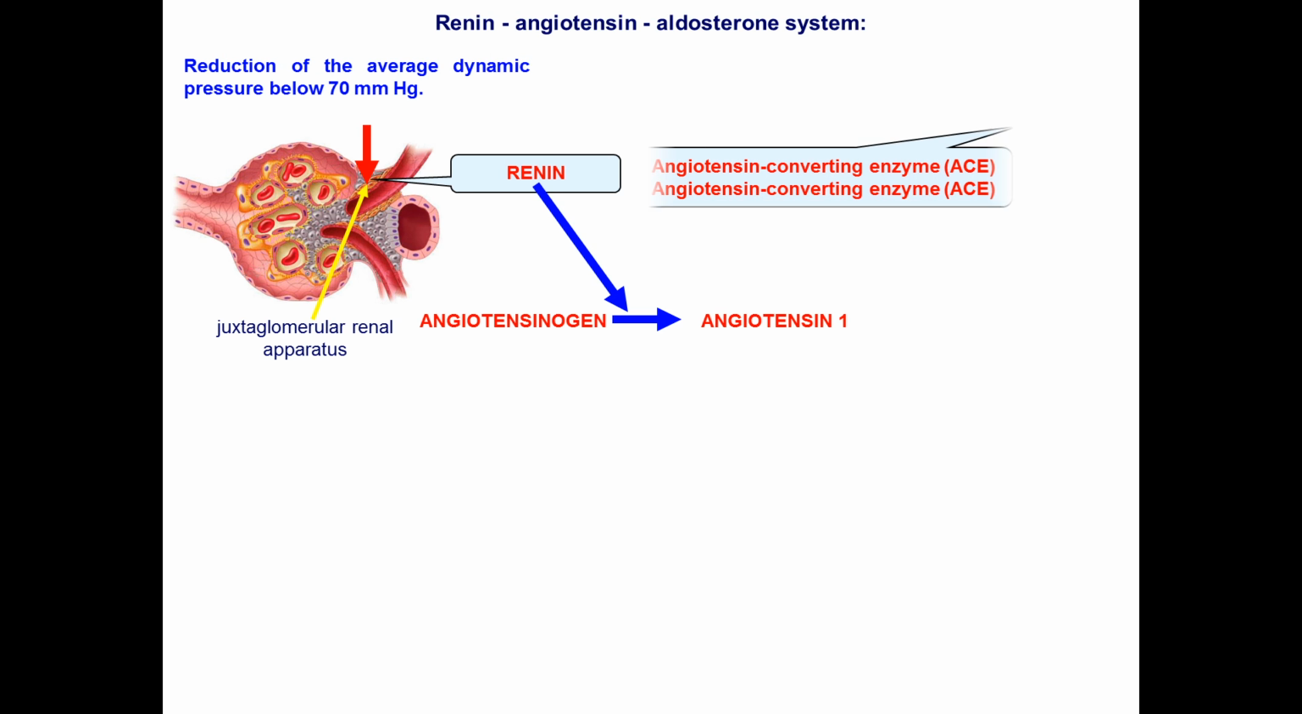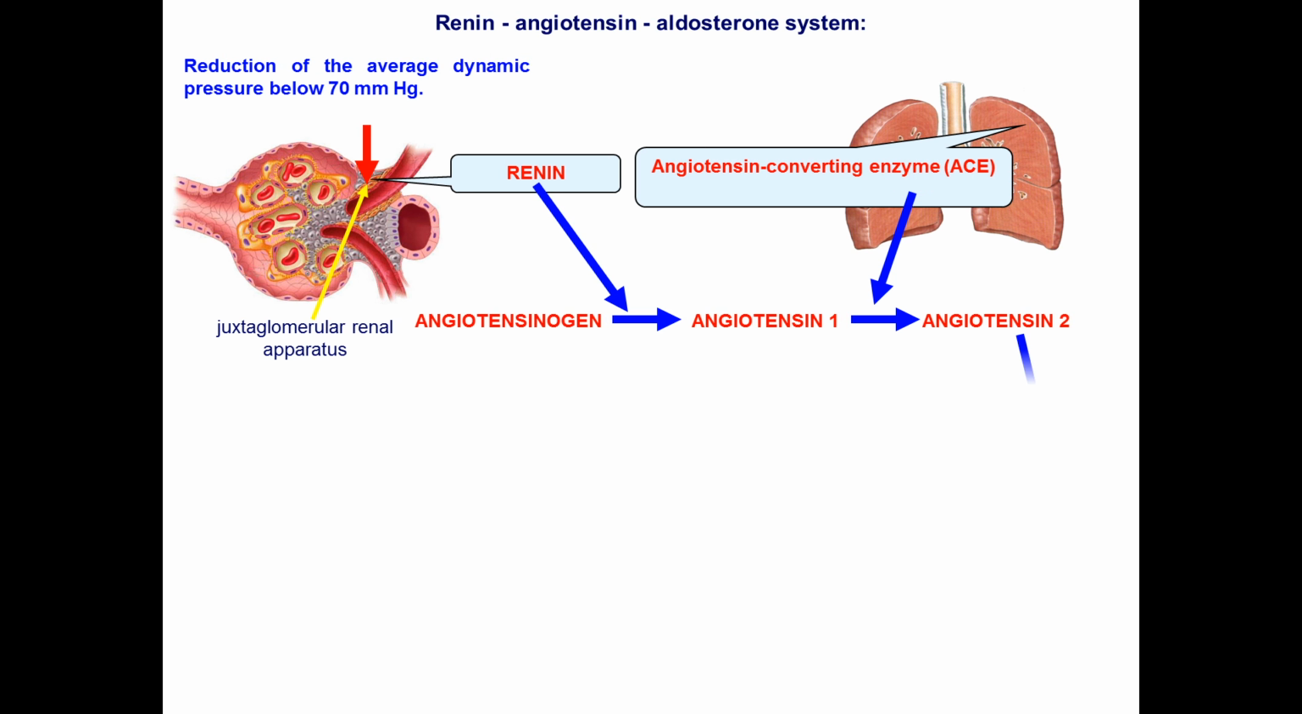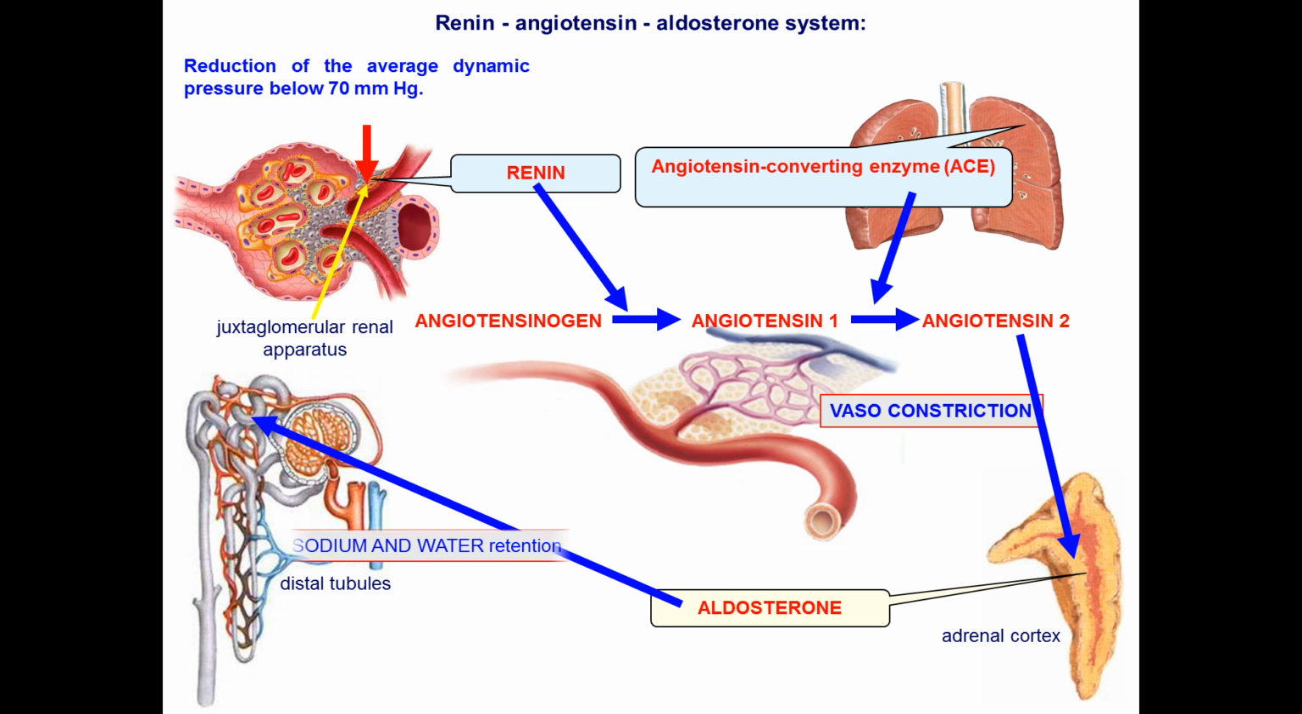Renal vascular disorders develop through activation of the renin-angiotensin-aldosterone system. This activation starts from the reduction of average dynamic pressure below 70 mmHg, which causes the release of renin, increasing renin production by the juxtaglomerular apparatus. Increased renin production causes activation of angiotensin. Angiotensin 1, under the action of angiotensin converting enzyme, converts into angiotensin 2.